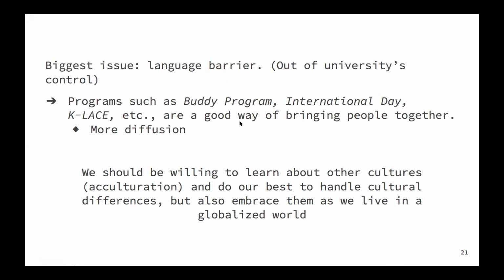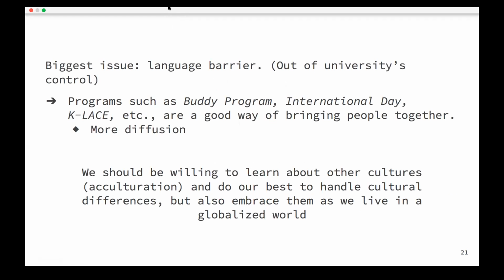So maybe the biggest issue is the language barrier, but maybe it's not entirely out of the university's control. For example, the university could make it a requirement for all exchange students to take a Korean language class, and that would help with the language barrier as well. That was a thought I just had.